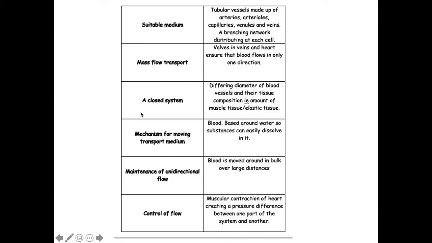Okay, a closed system. So the blood's not just seeping around everywhere amongst our tissues. It's actually within blood vessels. A mechanism for moving the transport medium. How do we move the blood around our circulatory system? The maintenance of unidirectional flow. How do we make sure that blood is always going in the correct direction? And how do we control that flow so we can increase the flow to certain places depending on the needs of the body?